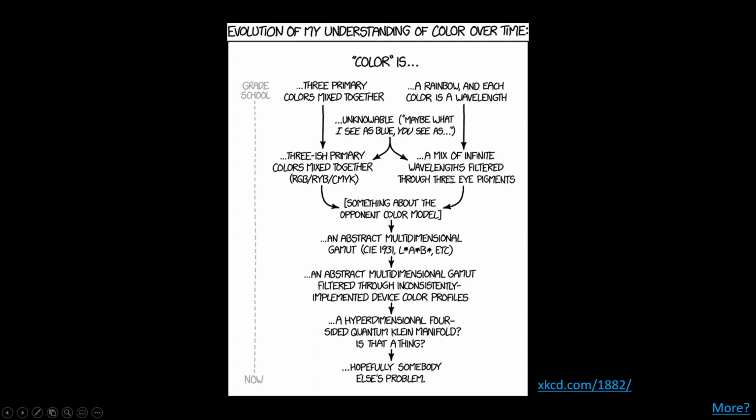Right. Oh yeah, I forgot to tell you. There are roughly three types of cells in human eyes which detect color. That was the original inspiration for us to have three-ish primary colors. Then something about the opponent color system: an abstract multidimensional gamut. CIE 1931, Lab, etc. An abstract multidimensional gamut filtered through inconsistently implemented device color profiles. Well, this point is basically what I was showing on the last slide.